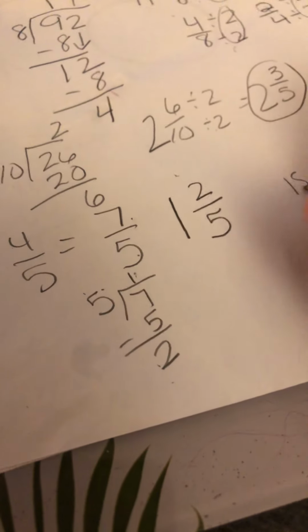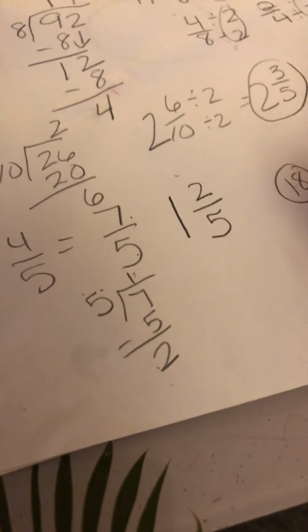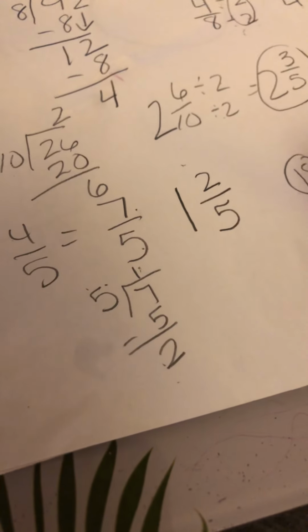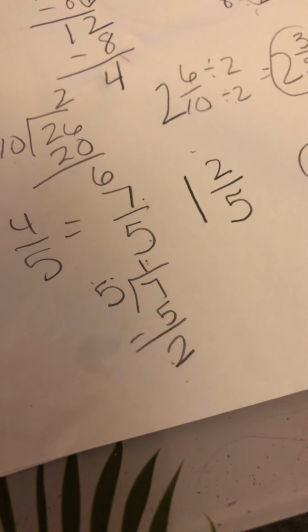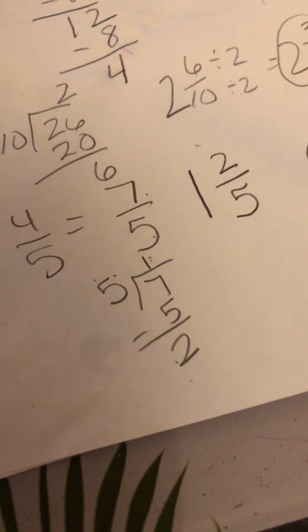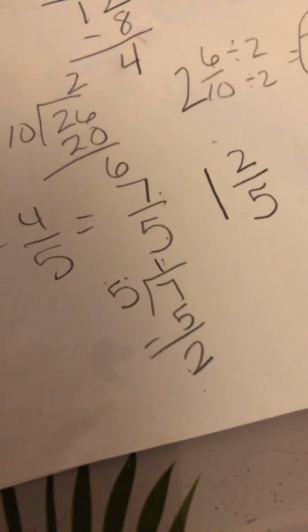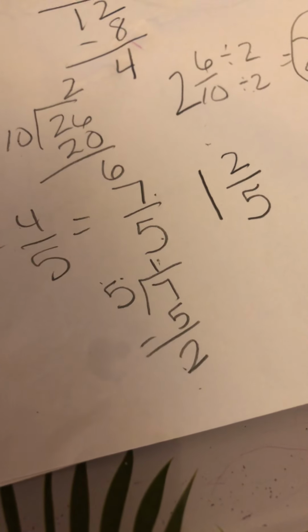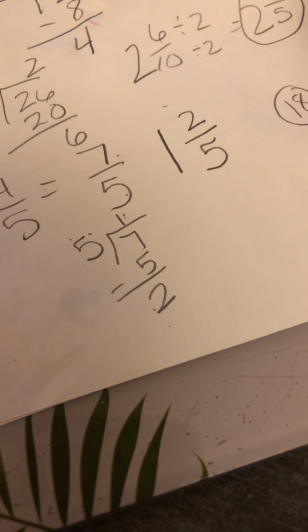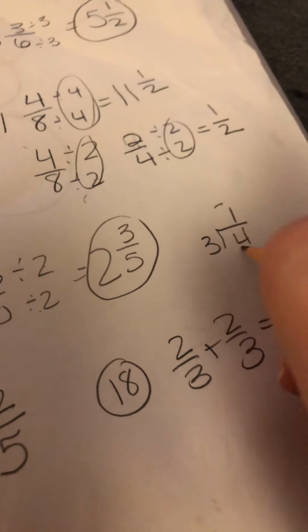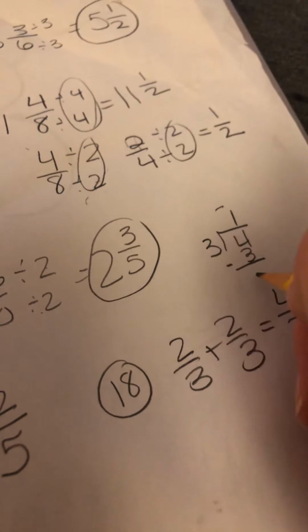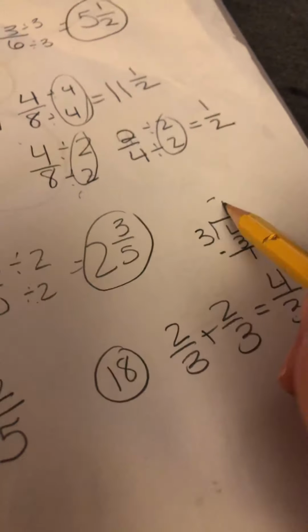Okay, so that's number 17. Number 18 is 2/3 plus 2/3. Remember, my denominator is always going to stay the same, so this comes out to 4/3. 3 goes into 4 one time with 1 left over. The division would be like this. 1, 3, 1.